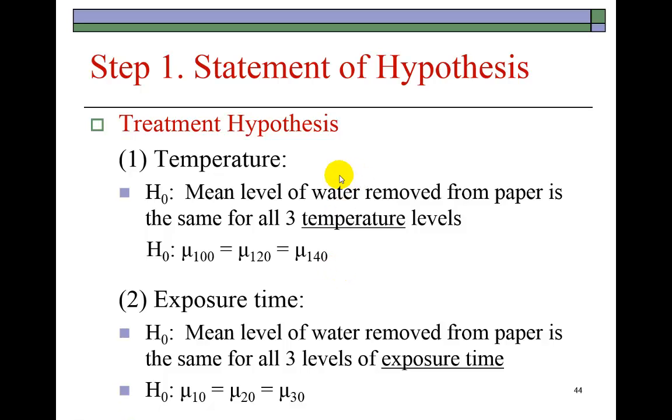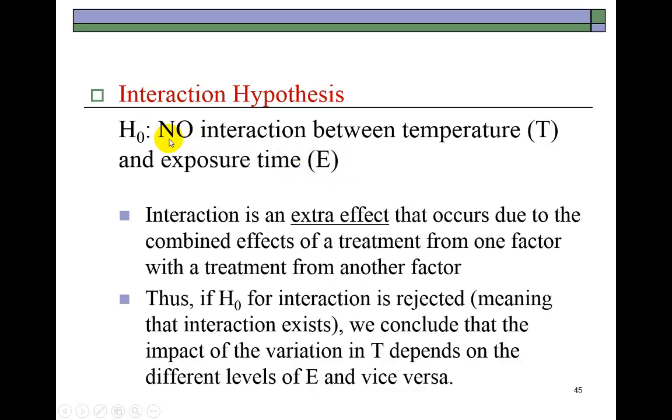First, we show our statements of hypothesis. Here I just simply show the null hypothesis. You would know how to describe or define your alternative hypothesis. For example, for temperature, the null hypothesis is that the average percentage of water removed is going to be the same across all three temperature levels, and for exposure time, that the mean level of water removed is going to be the same across all three exposure times. And for the interaction, the null is that there is no interaction between temperature and exposure time. In other words, there are no extra effects associated with the combination of these two main effects.